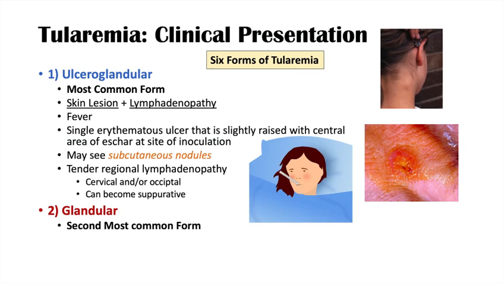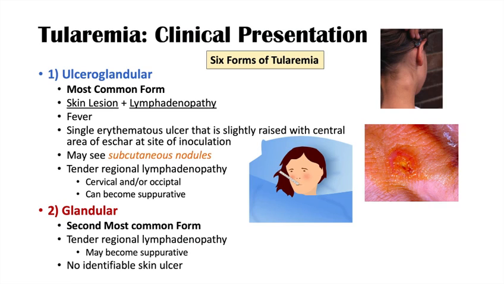This is actually the second most common form. We have tender regional lymphadenopathy, very similar to the first form we talked about. Again, these lymph nodes may become suppurative, but there's no identifiable skin ulcer. So we see the lymphadenopathy, usually again cervical, and we might also see an occipital tender lymph node, but no identifiable skin ulcer. So that's the second most common form. The third form of tularemia is oculoglandular.